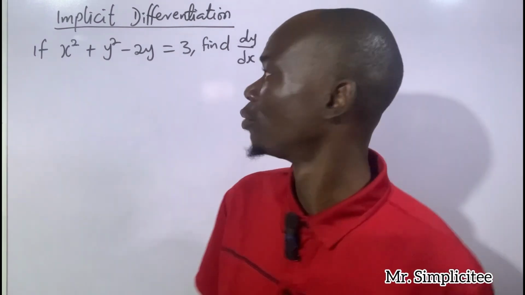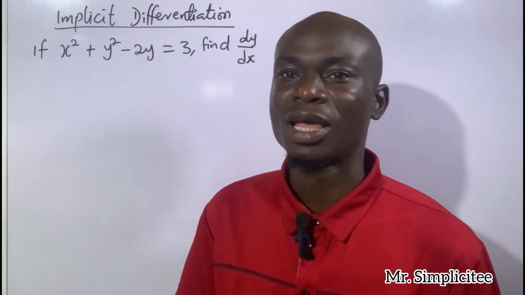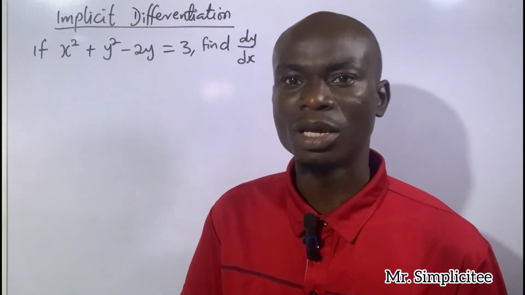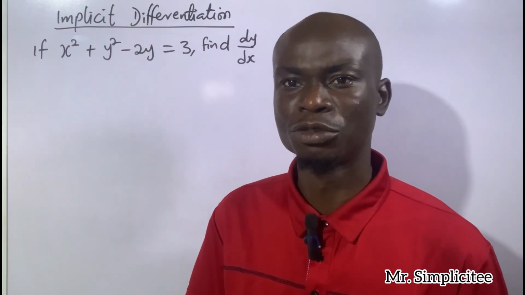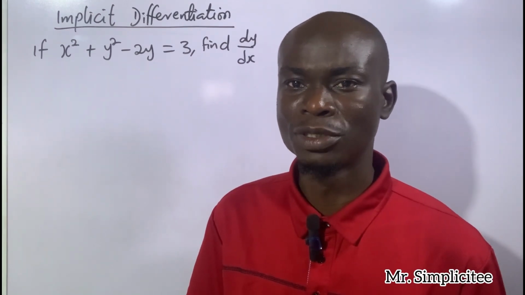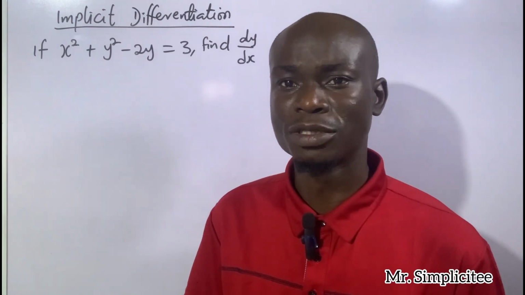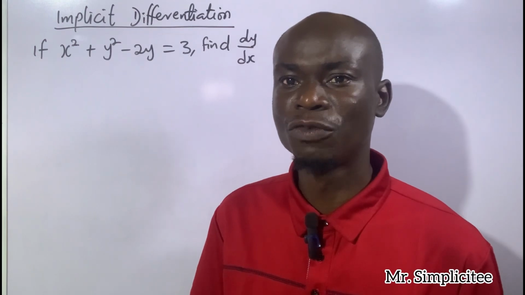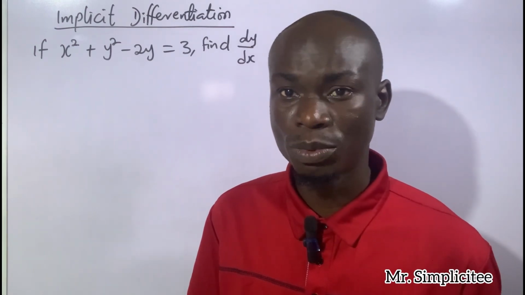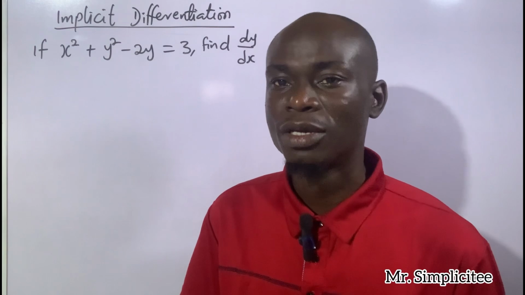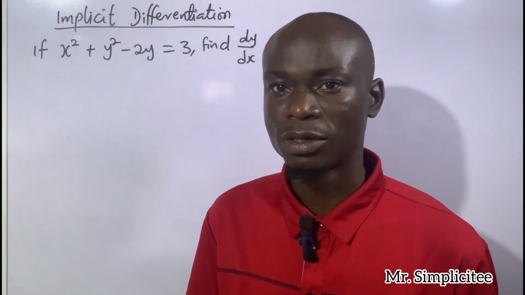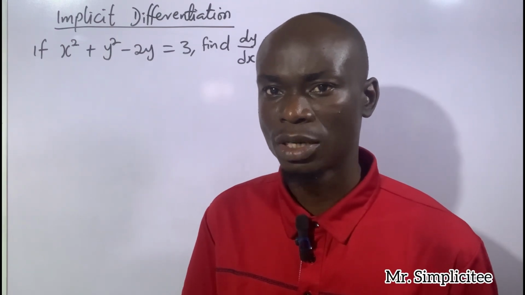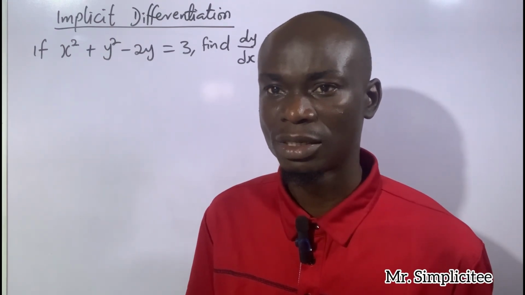So let's look at the topic for today: implicit function. And as usual, I'm trying to make it as easy as possible. First of all, we need to understand what an implicit function is for us to be able to do implicit differentiation. An implicit function is simply a function, usually an equation, where two variables are mixed up in an equation, such that separating them is difficult, or separating them makes the differentiation more complex. So we have to differentiate them like that.